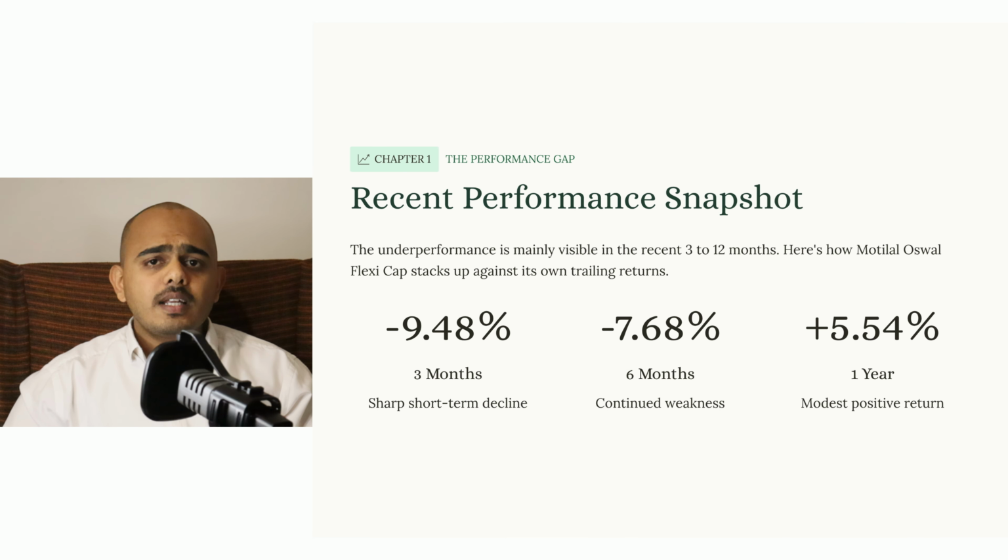First, the recent snapshot. In the last 3 months, the return is minus 9.48%. In the last 6 months, it is minus 7.68%. And in the last 1 year, it is positive 5.54%. So, yes, the underperformance is mainly visible in the recent 3 to 12 months.